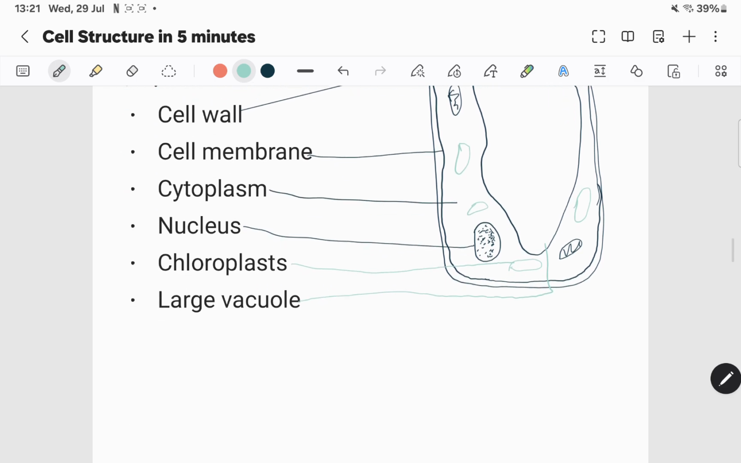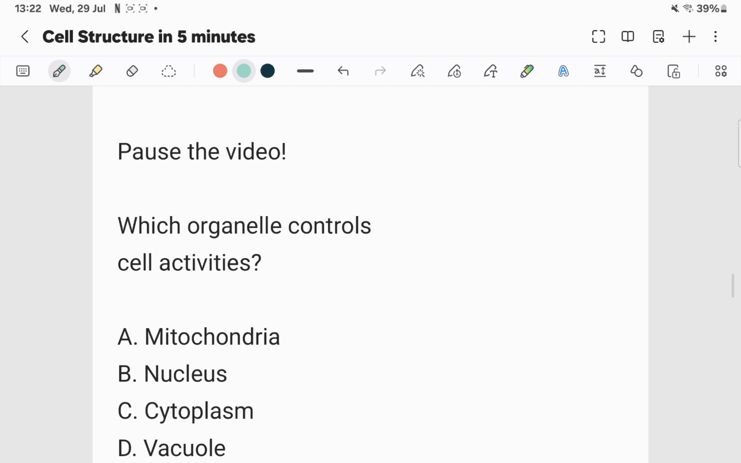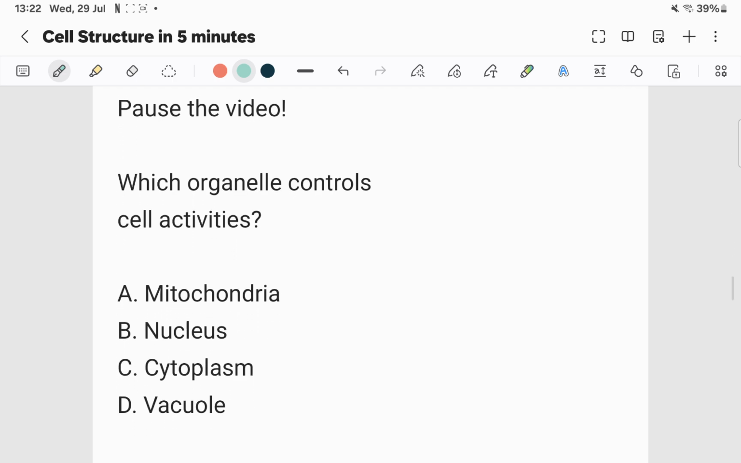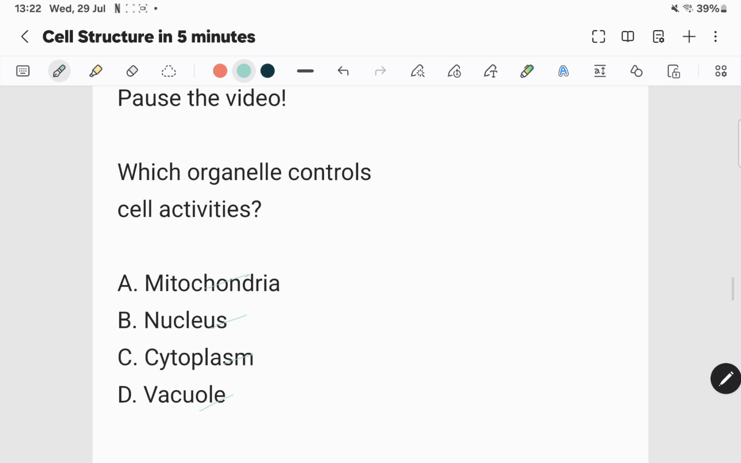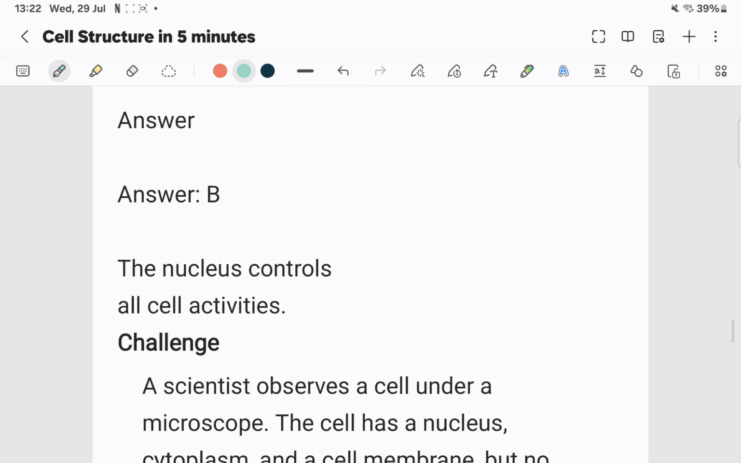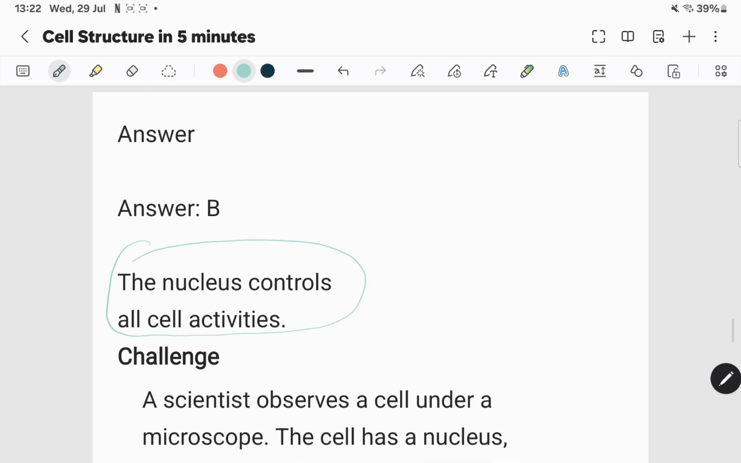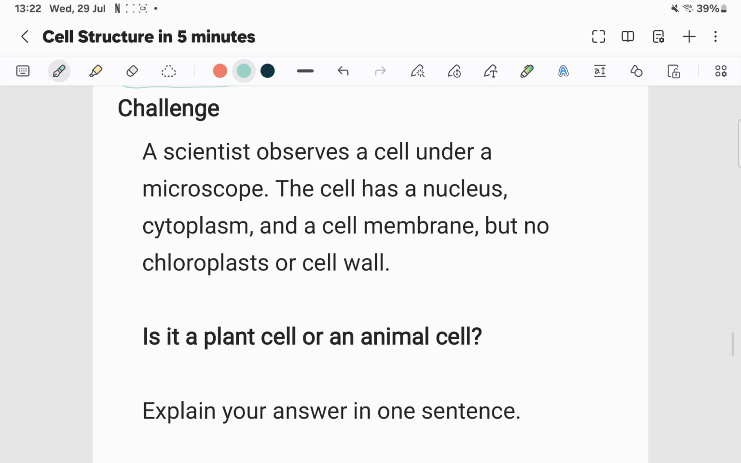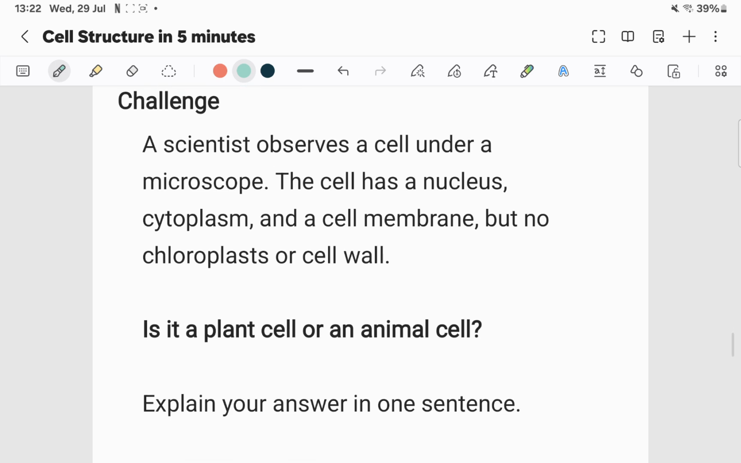Next, we are going to pause for a few seconds and you have a go at this question. Next lesson we look at functions of parts, but just to get you thinking, which organelle controls the cell activities? Is it the mitochondria, the nucleus, the cytoplasm, or the vacuole? Now, you guessed right. The nucleus is the control center of the cell.